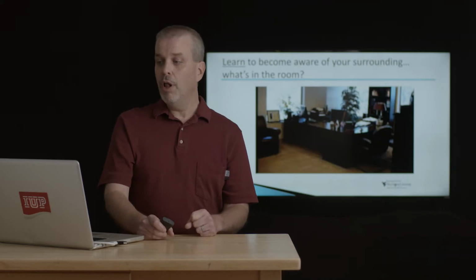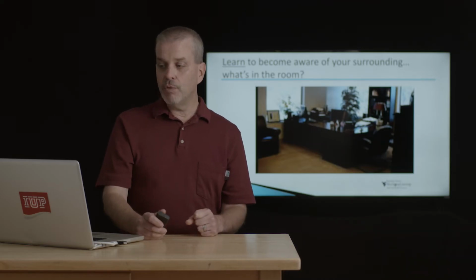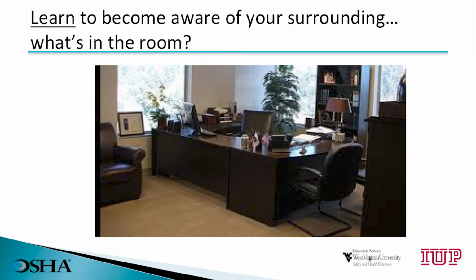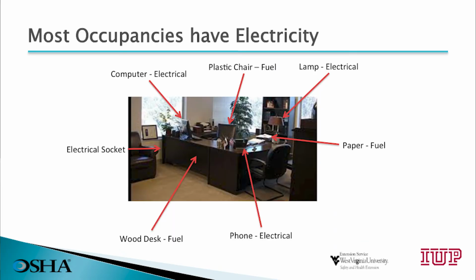So look around you. Learn to become aware of your surroundings. What's in your work location? What we see here is a normal office setting. However, in a fire situation, many of these materials quickly become hazardous. Our computer can be an electrical hazard. Our chair can be fuel for a fire. We may have another electrical hazard with our lamp. Paper, carpets, all become fuel. We have a wooden desk and a live feed to an electric socket.